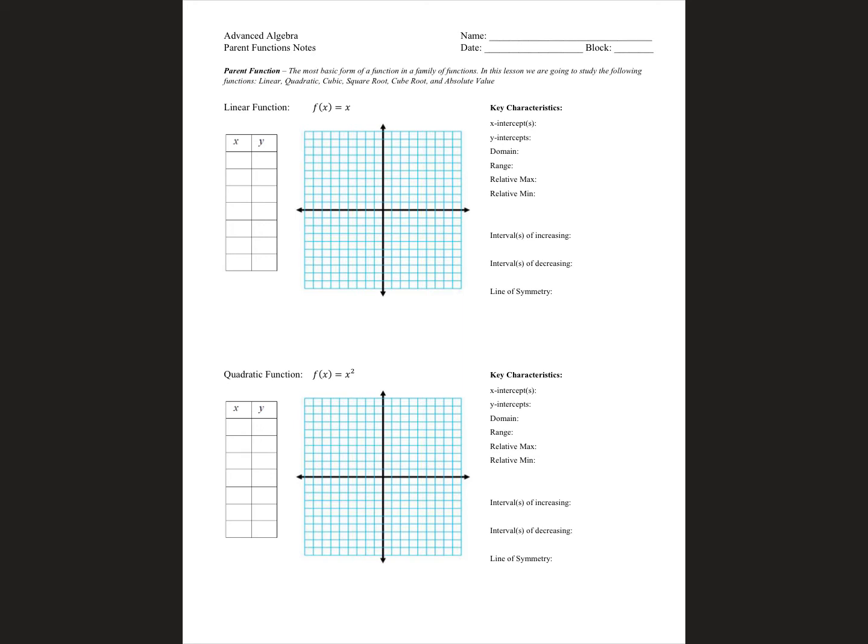All right, in today's lesson, we're going to look at how to graph a variety of functions, including linear, quadratic, cubic, absolute values, square root, and cube roots. Now, to get a general sense of what these graphs look like, we're going to graph each of their parent functions, which is the most basic form of that function. And then we're going to look at some of the key characteristics. So let's get started. We got linear function first.